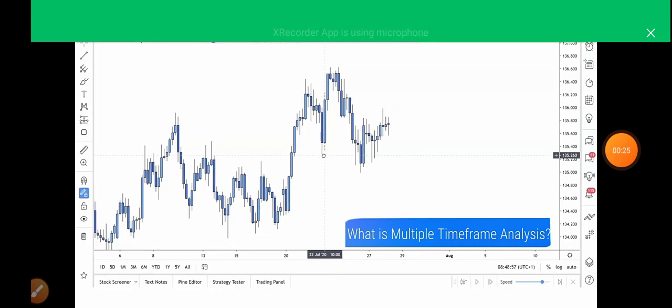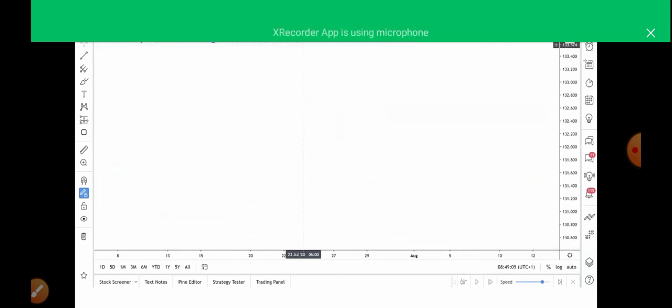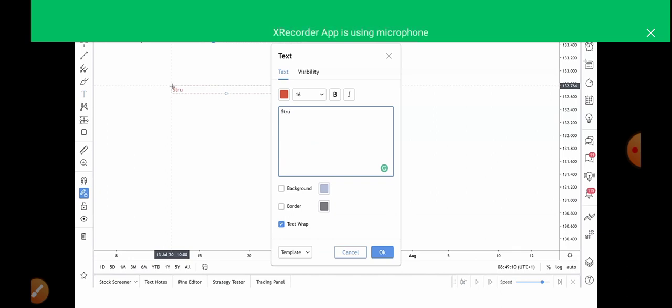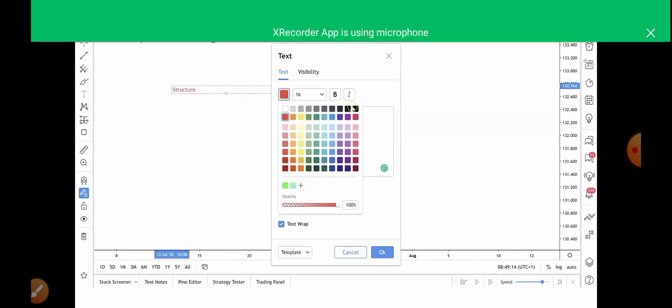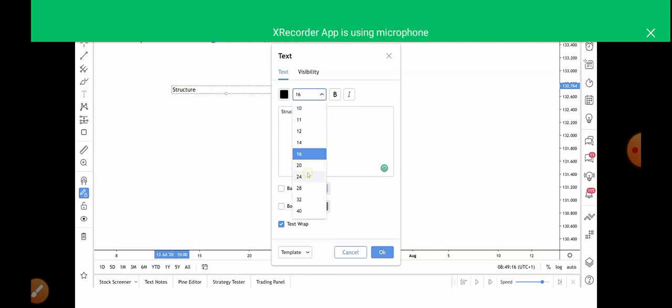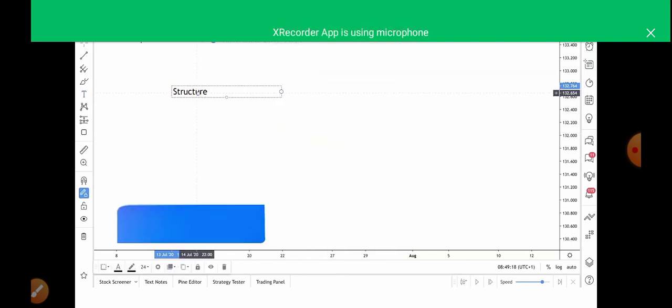Time frame analysis is simply the process of going through a higher time frame and then scaling down to the lower time frames to look for an entry. So what's the point in this? Well, I've mentioned it before. Our first time frame is going to be based on structure. So when we're looking at this time frame, it is ideally going to give you a directional bias in the market.